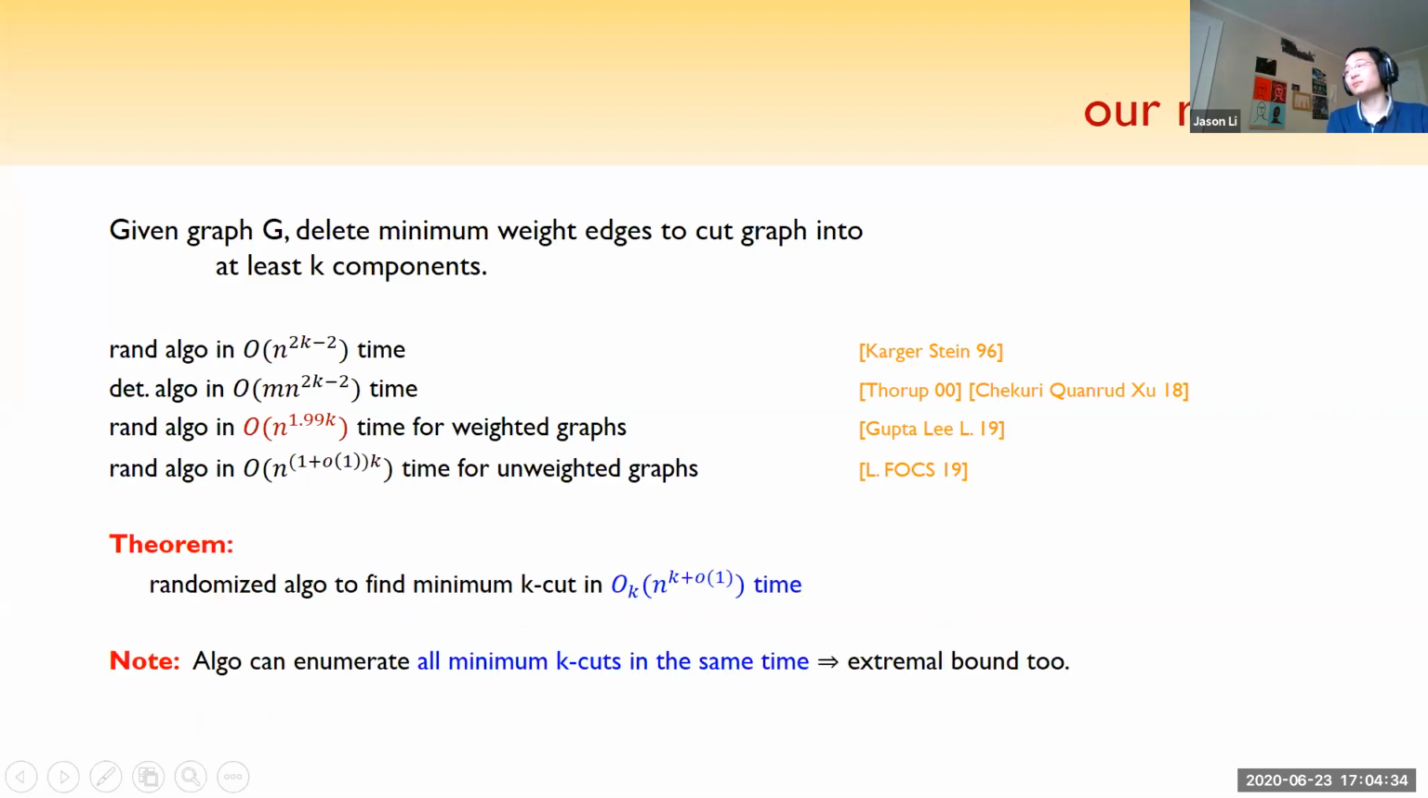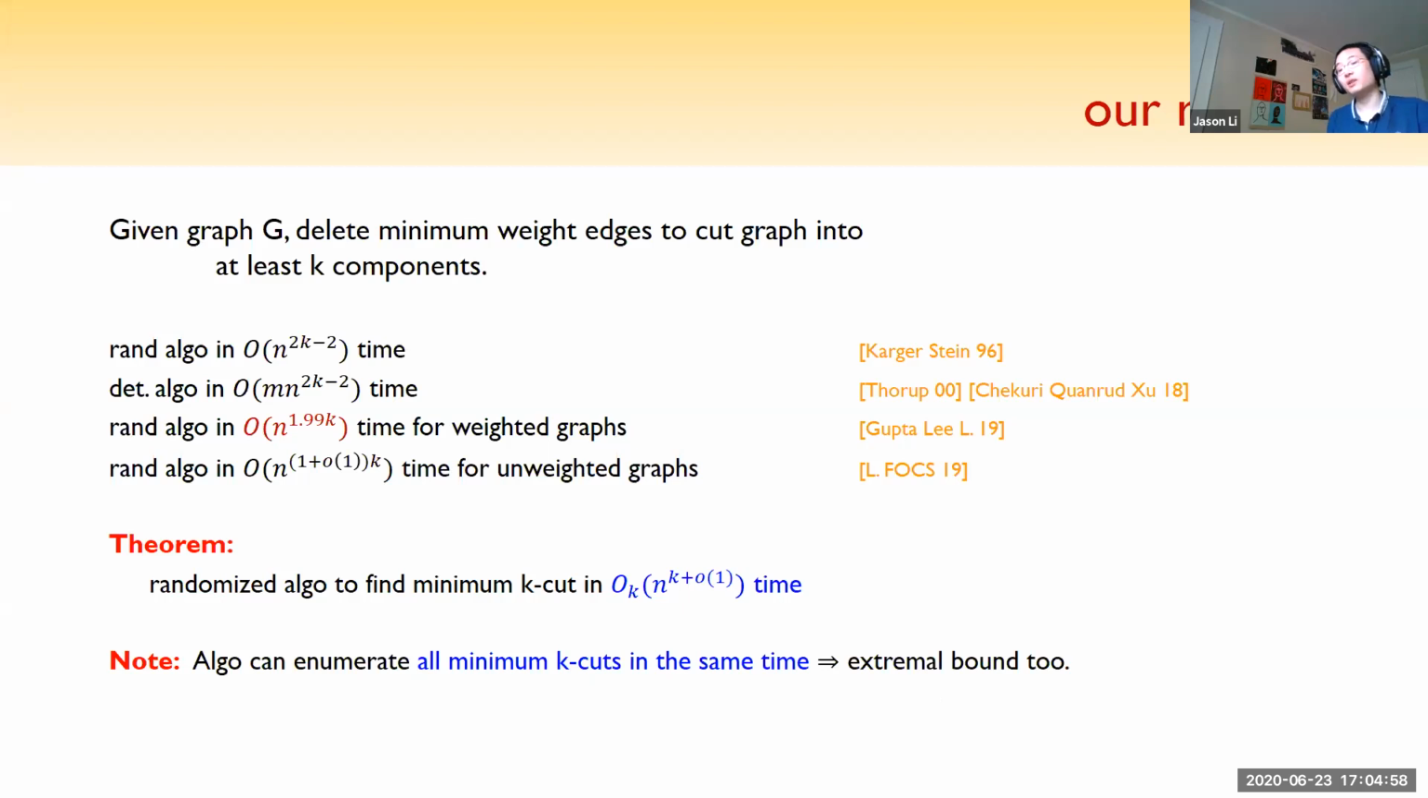In this talk, our main result is a randomized algorithm to find the Kcut in n to the k time. This matches the lower bound based on the clique hardness. Our algorithm can also enumerate all the min k cuts. So we also get an extremal bound, which is also tight because of the cycle we saw.